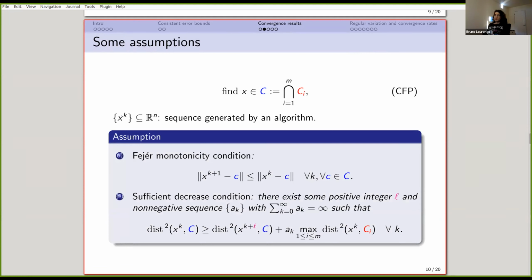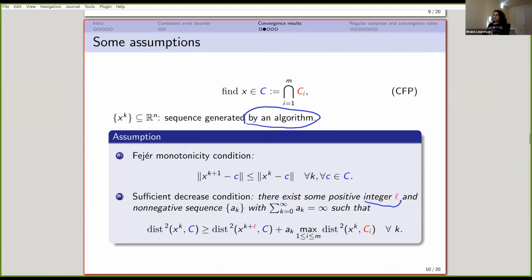So we are going to make some assumptions. We suppose that x_k is a sequence generated by some algorithm to solve this problem. And what we're going to assume are these two conditions, which I think are relatively standard. First is Fejér monotonicity: at each iteration, you're not getting farther from the set. And at every L iterations, you get a bit of decrease. So we do not require that at each iteration we have some improvement, but there should be at least one integer L such that every L iterations, we get some improvement.